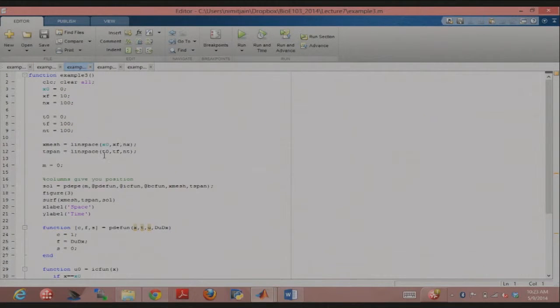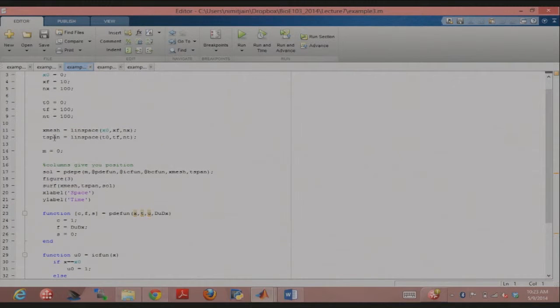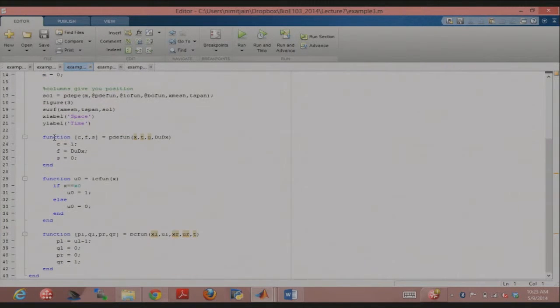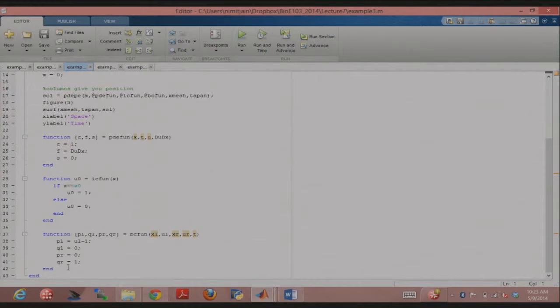So example three, we have the same boundary conditions as in problem one, and the same PDE fun. The only difference here is that we have new boundary conditions, so I can teach you what BC fun is. Now I've changed the boundary conditions, as opposed to example one, where at the left boundary, which is x equal to 0, I still have the same boundary condition. So that's why the PL and the QL are the same, right? I'm still saying that the concentration is pinned at 1.